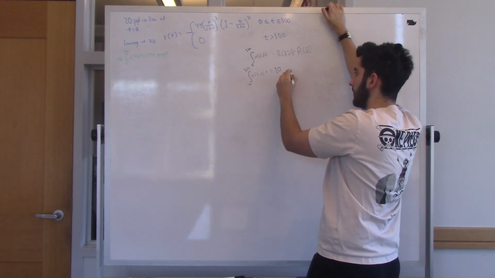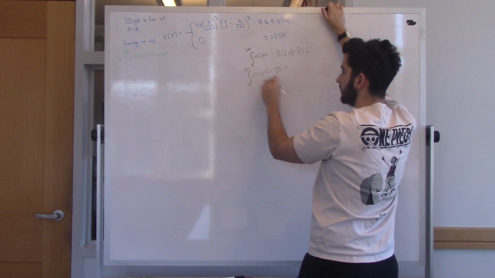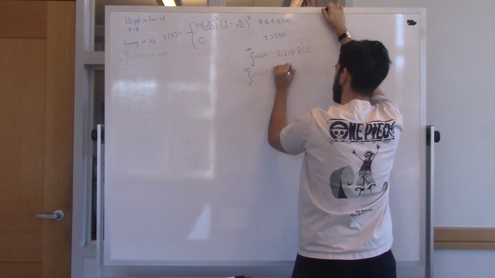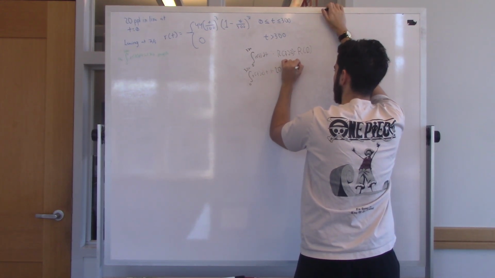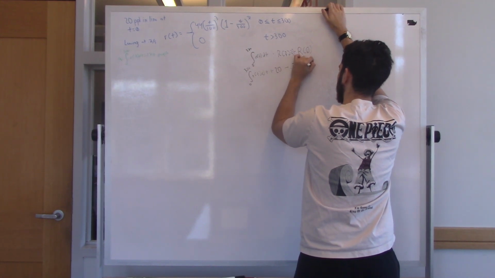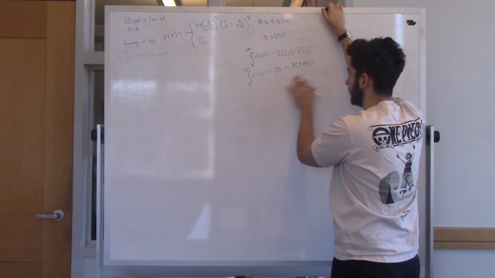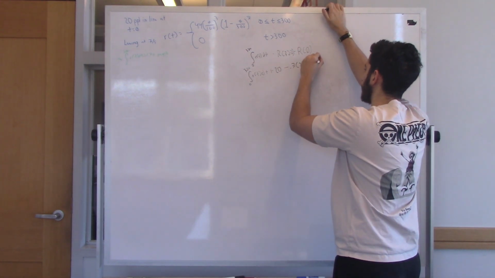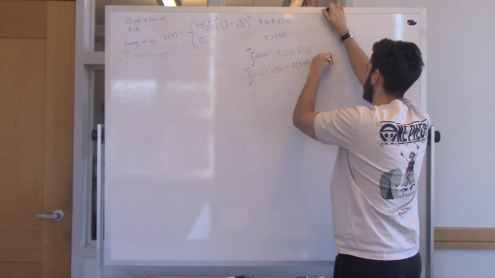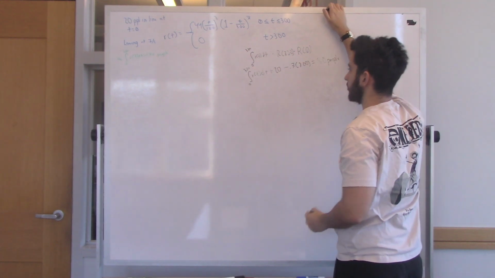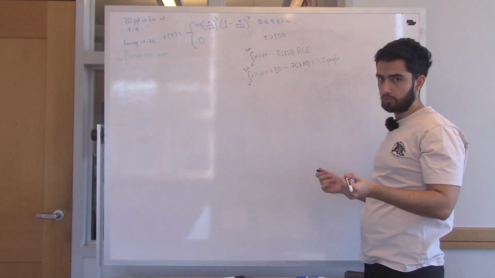Okay, but now we subtract the rate at which people left, which is 0.7 times 300, because we're asked for at time t equals 300. Alright, so you should get this expression, and then you plug this into a calculator, you'll get 80 people. So at t equals 300, there's 80 people in line.